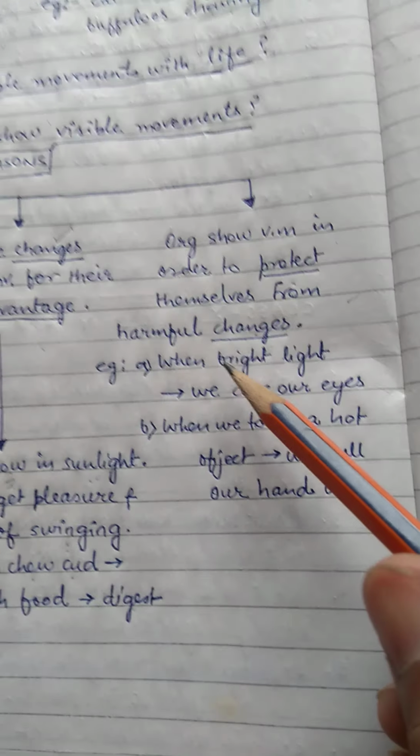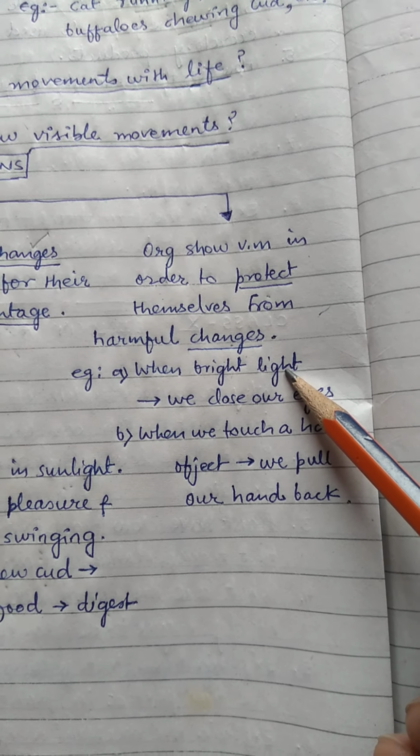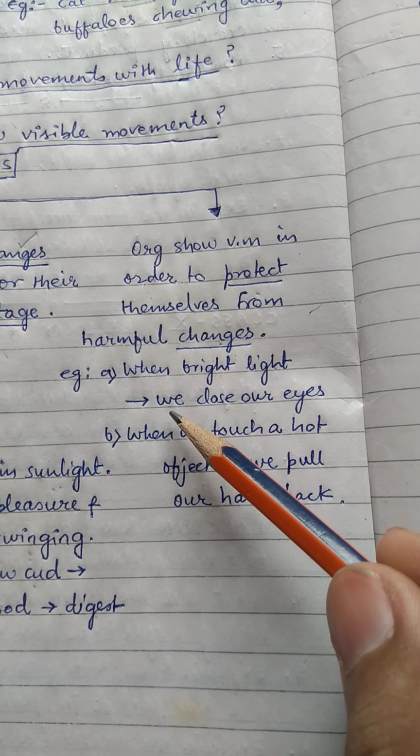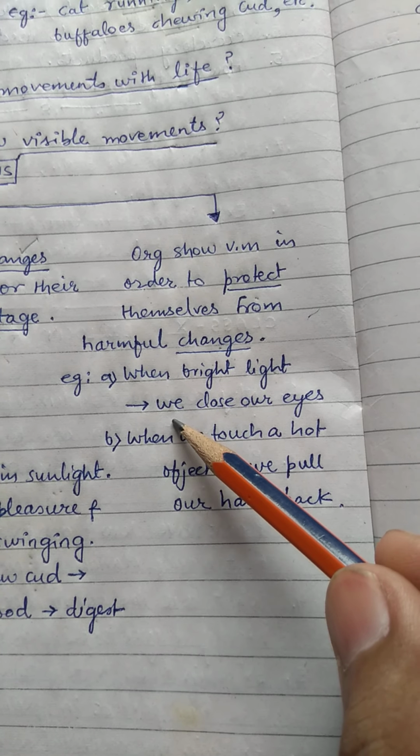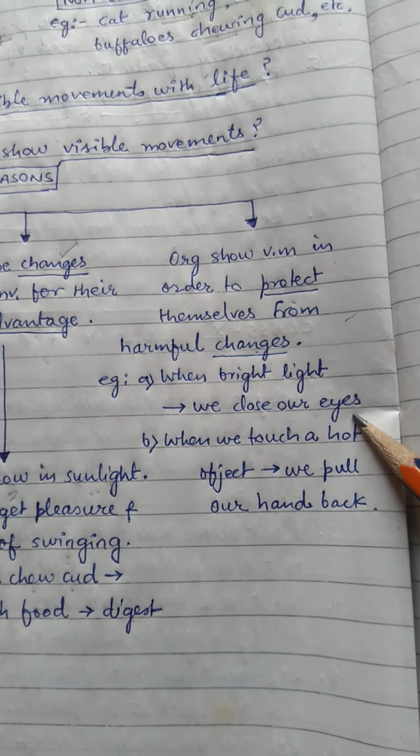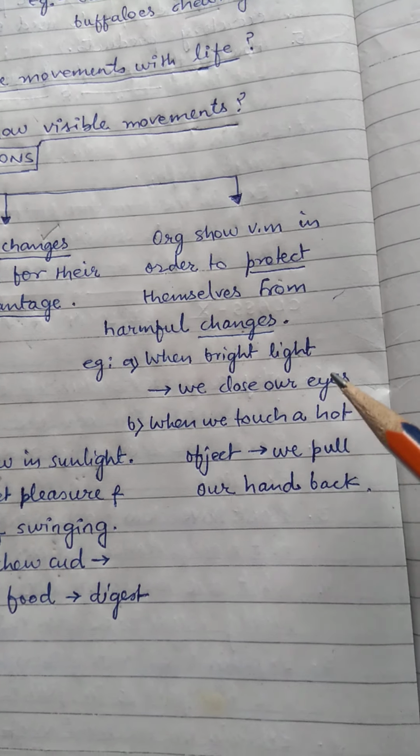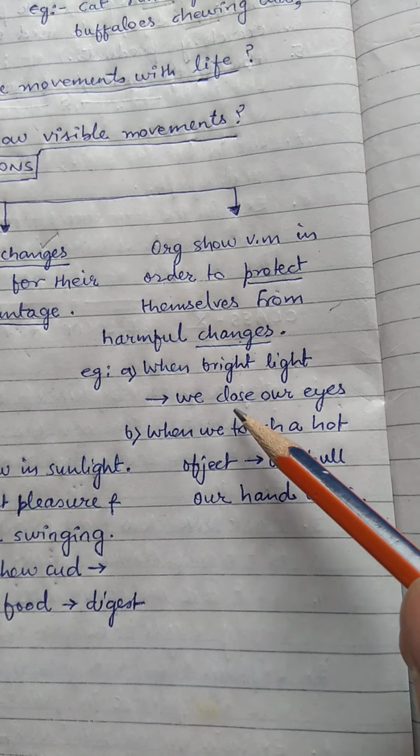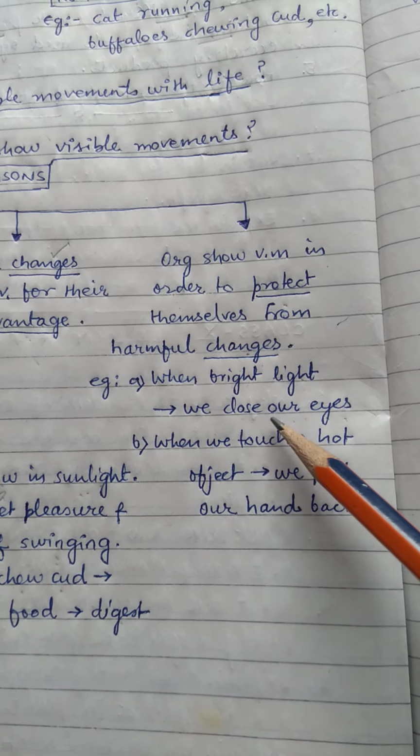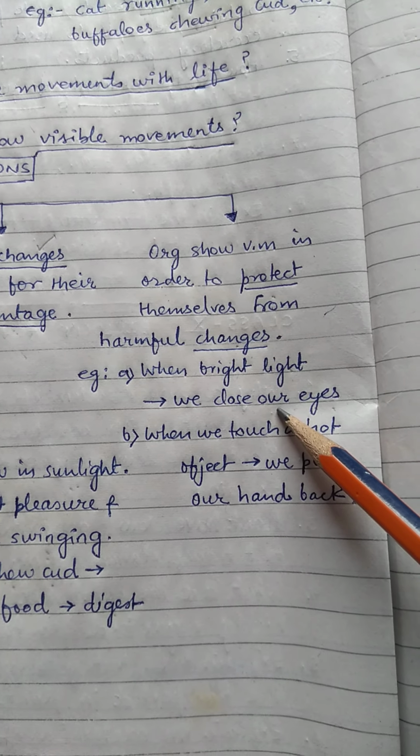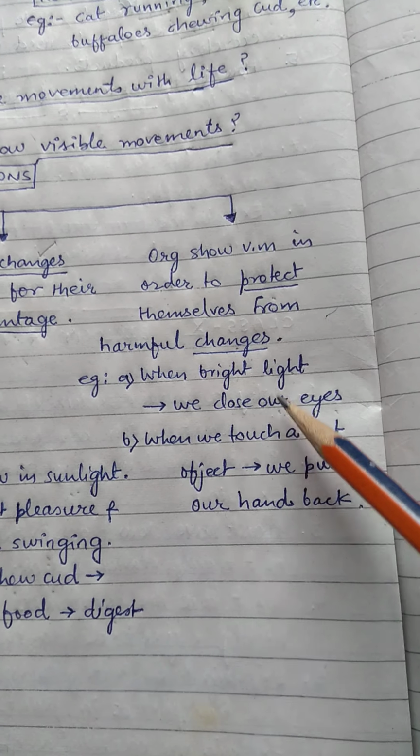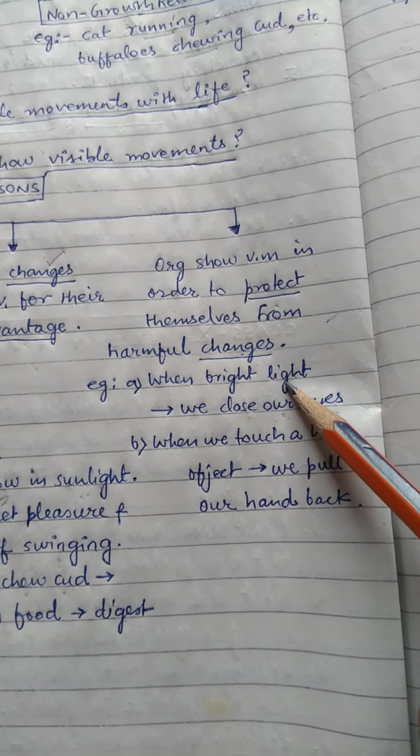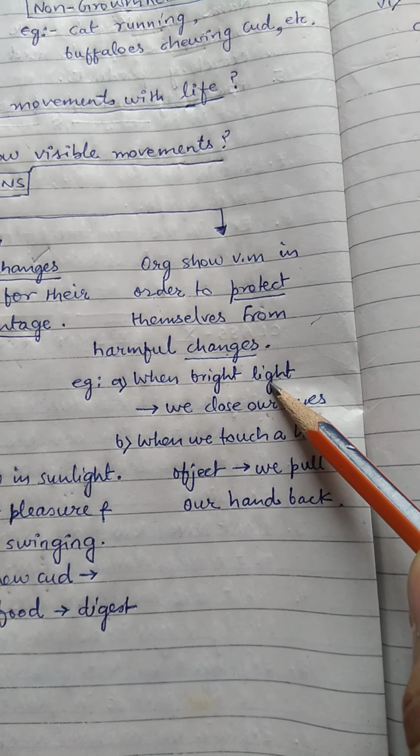For example, when a bright light is focused on our eyes, we show a visible movement, and that visible movement is we close our eyes immediately. So closing the eyes immediately is a visible movement, and you can understand why we are closing the eyes instantaneously, because the eyes may get damaged. So the focusing of bright light on our eyes is a harmful change in the environment.